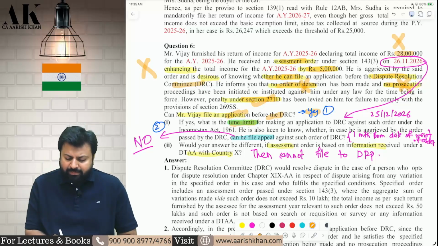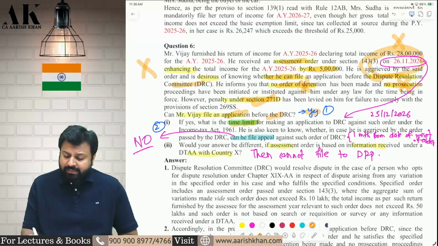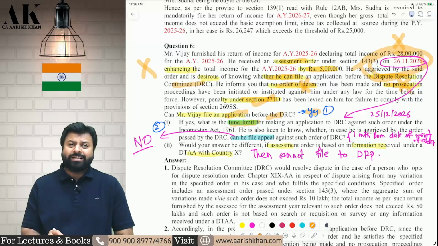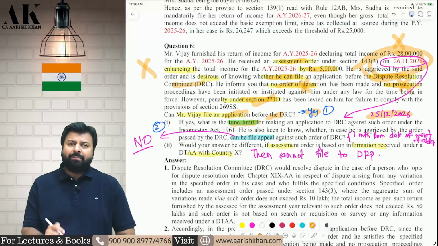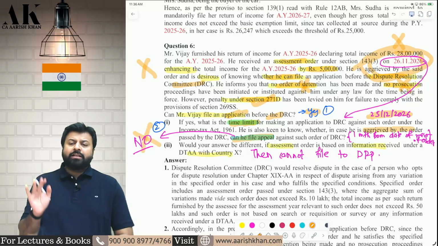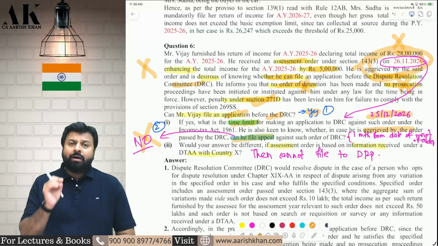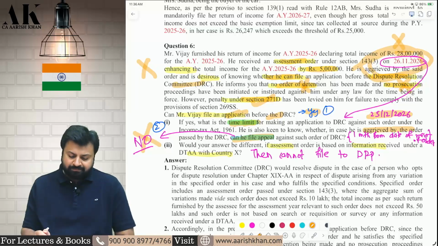Second question, what is the time limit? The time limit is 1 month from the date of receipt of order. The order is received on 26th of November 2026. So 1 month from 26th November 2026 comes to 25th December 2026. This is the last date for giving the application to DRC. Third, if I am not happy with the order, can I file an appeal? No. No appeal or revision is possible against the order of DRC. Order of DRC is non-appealable.